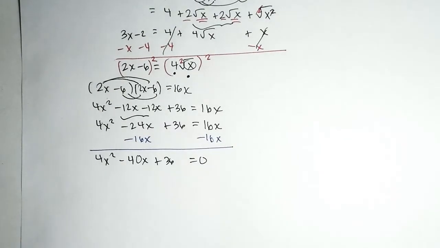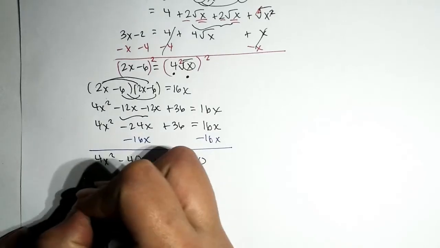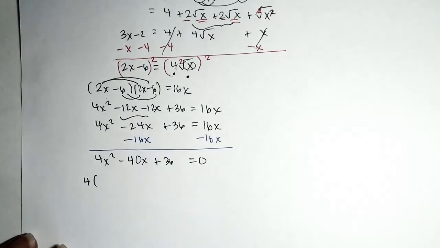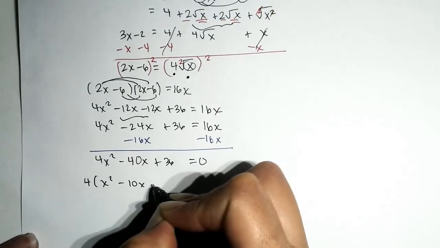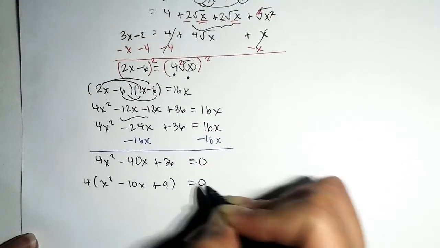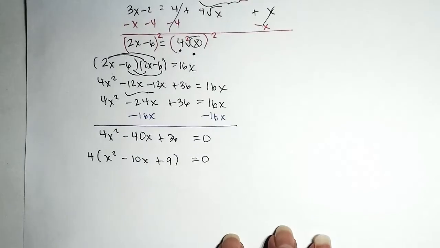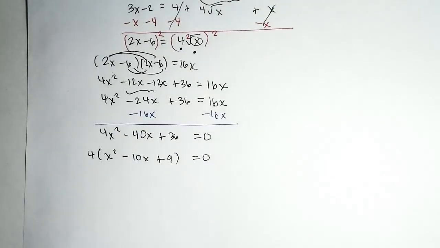4x squared, 40x, and 36, I believe they have a common factor of 4. Let's go ahead, factor it out so we can tone down the numbers. So that will leave us with x squared minus 10x plus 9. Oh yeah, those are much nicer numbers. So now the question of the hour is, is this factorable?